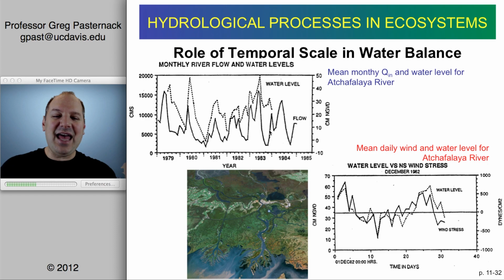However, if you take the exact same data and average it to get the daily signal instead of the monthly signal, and then compare it to wind speed, or in this case, wind stress, don't worry about how we calculate wind stress, but it's basically proportional to wind speed. There's a directionality to the wind, and when the wind is blowing in one direction, like pushing in, the water level goes up when wind stress is directed this way.